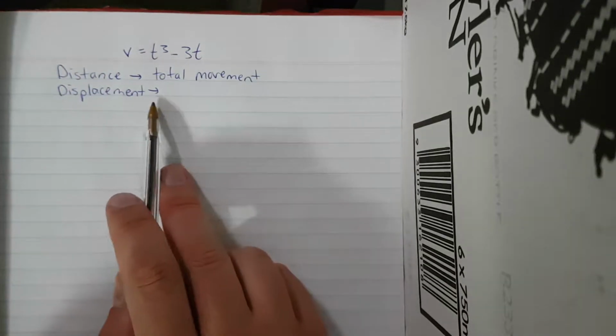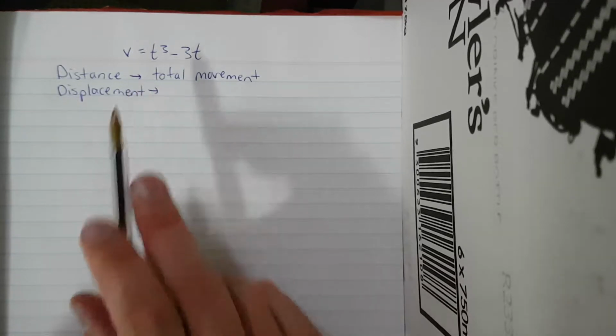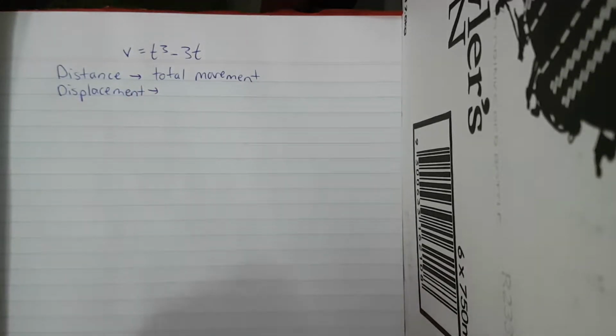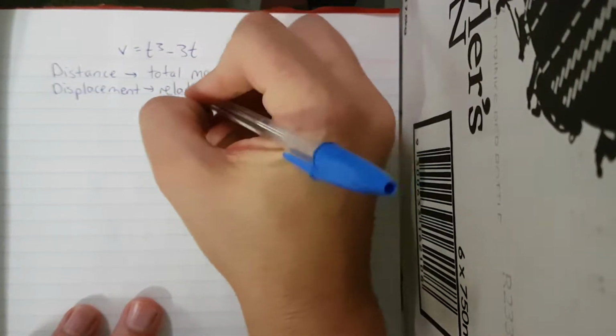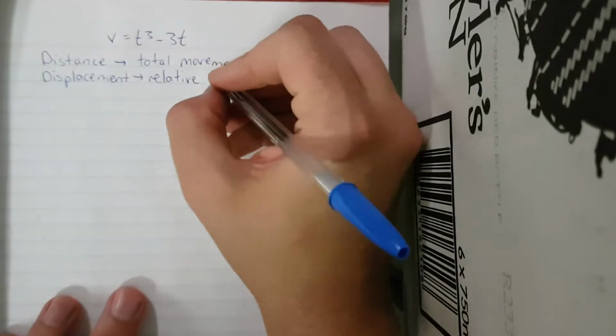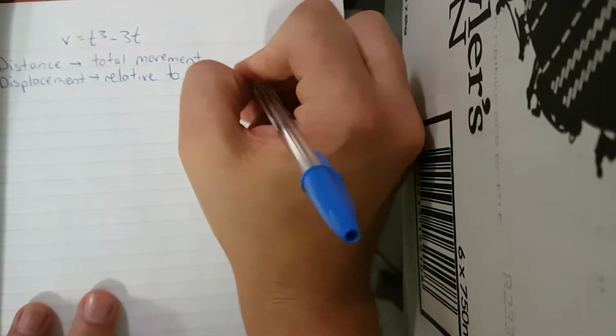So if I walk to the door and back, straight back to my chair, my displacement's 0, but my distance would be about 8 meters. So different terms, and you have to be very careful with that.